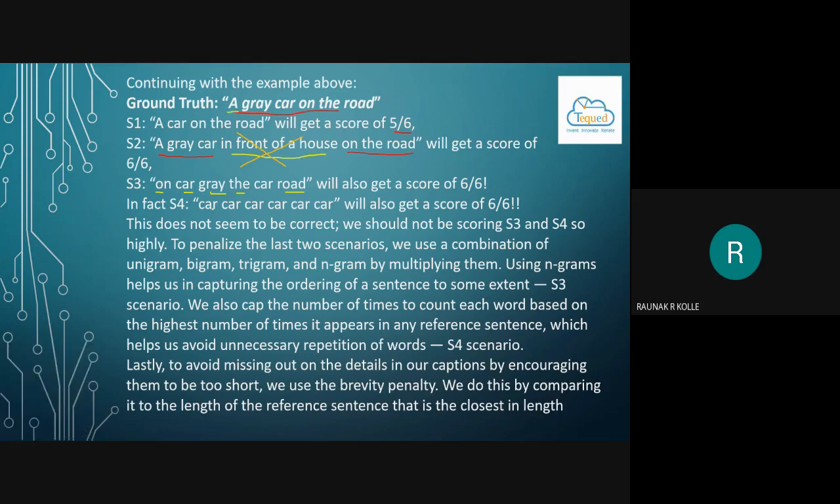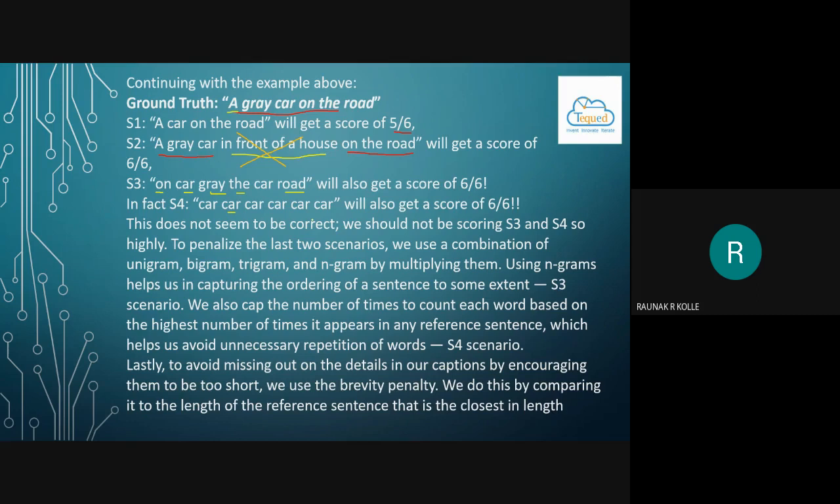And in sentence 4, we observe that the word car is repeated 6 times. Hence the score should in fact be 1 out of 6, because only one word from the original ground truth is here, but since it's repeated 6 times, the score of 6 out of 6 is appearing. We should not be scoring sentence 3 and sentence 4 so highly.